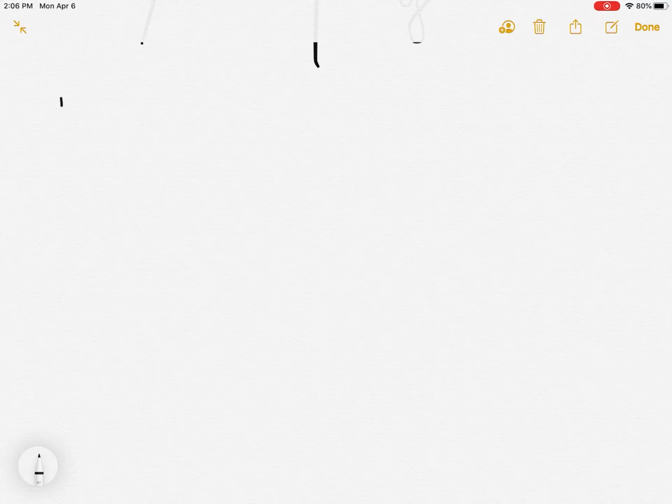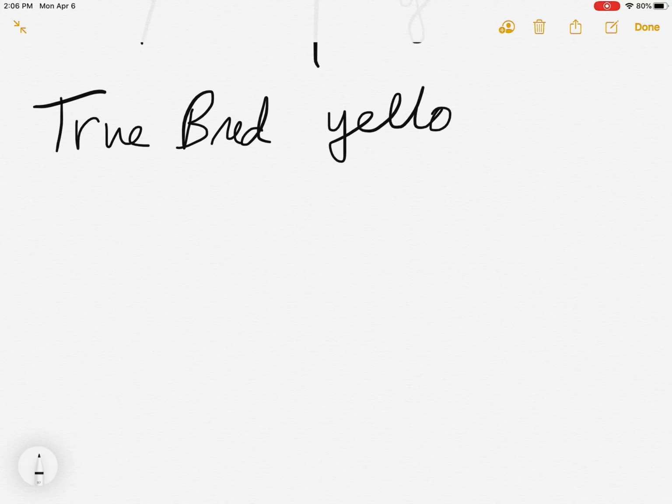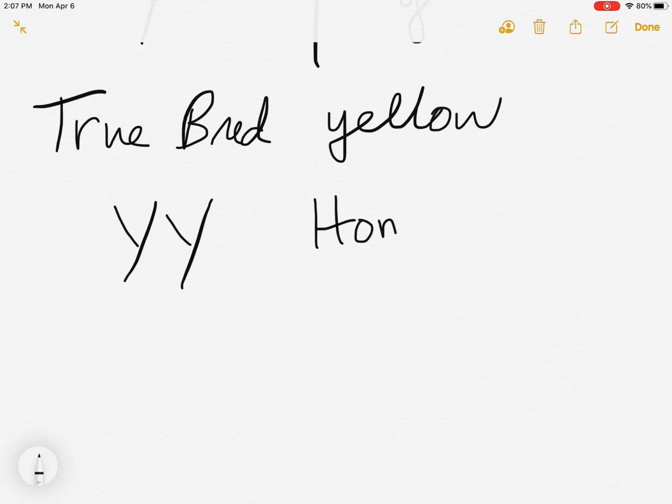Let's take a true-bred yellow plant. What that means is none of the peas in this group have any alleles for green. That means the parents will all be capital Y, capital Y. All right? Now we have a term for this. We call it homozygous.